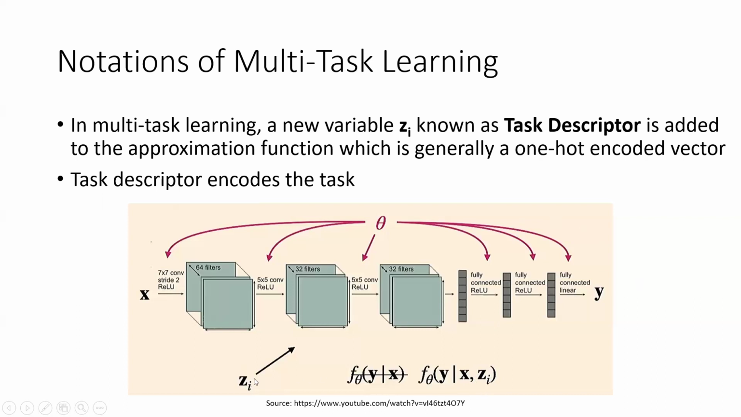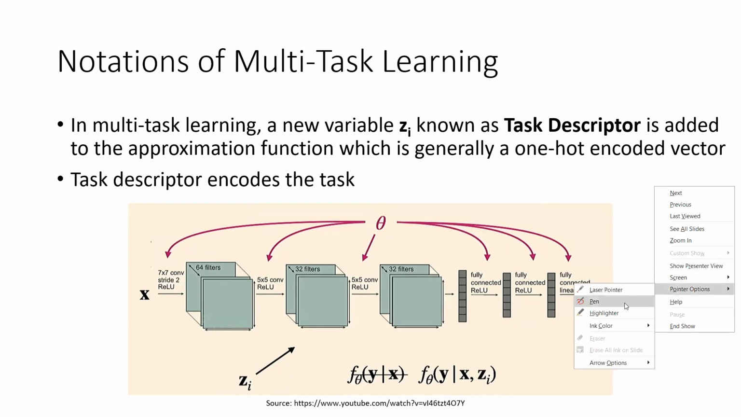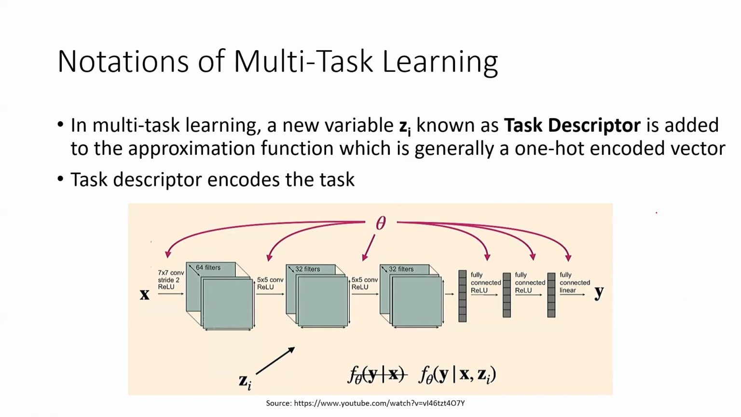So this task descriptor, which uniquely identifies the task, can be represented with a one-hot encoded vector. Right? So this one-hot encoded vector encodes a task. Right? So for example, suppose there are 3 tasks. The first task may be like 1, 0, 0. Right? Sorry for the unclear writing. The second task should have the task descriptor 0, 1, 0. The third task descriptor would be 0, 0, 1.